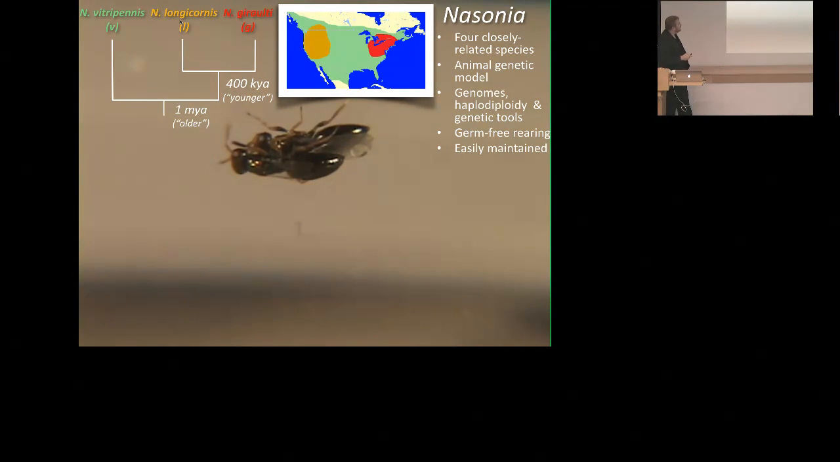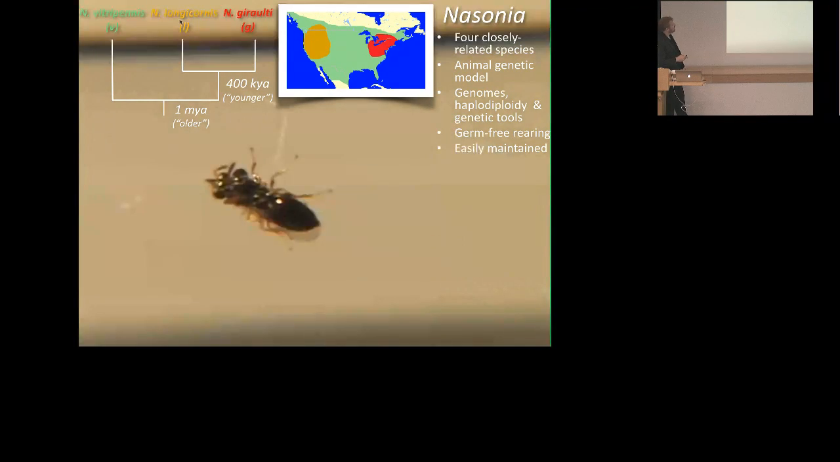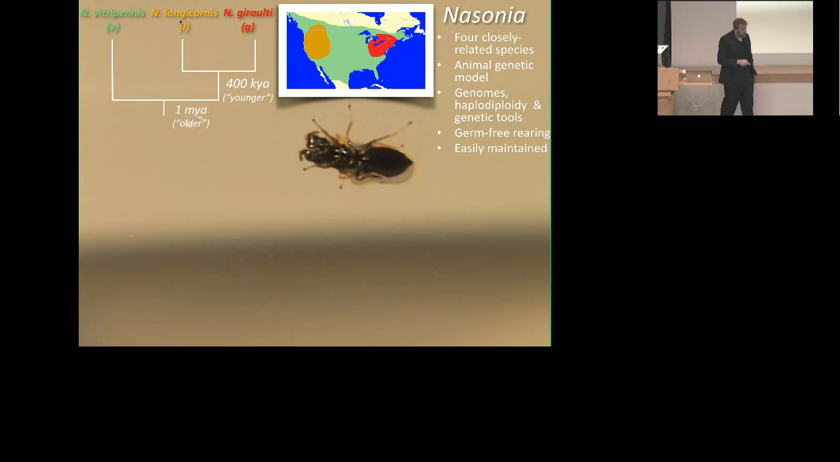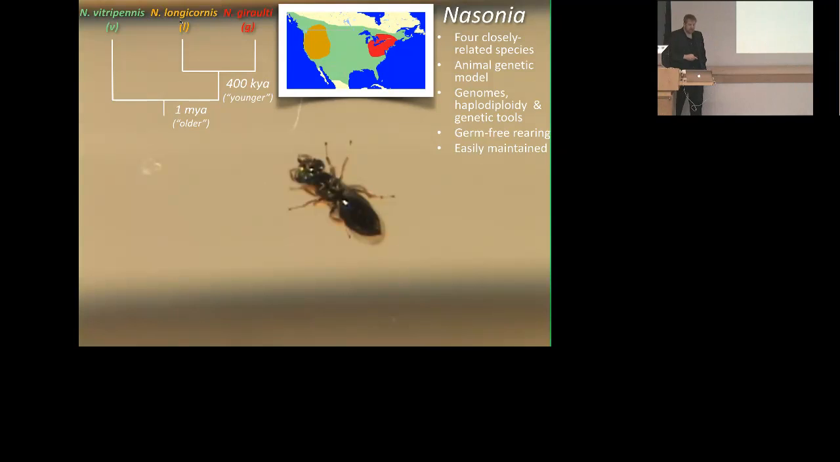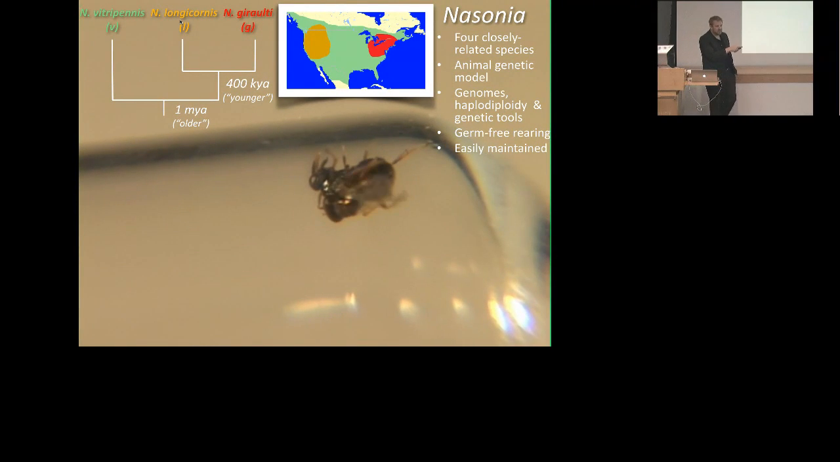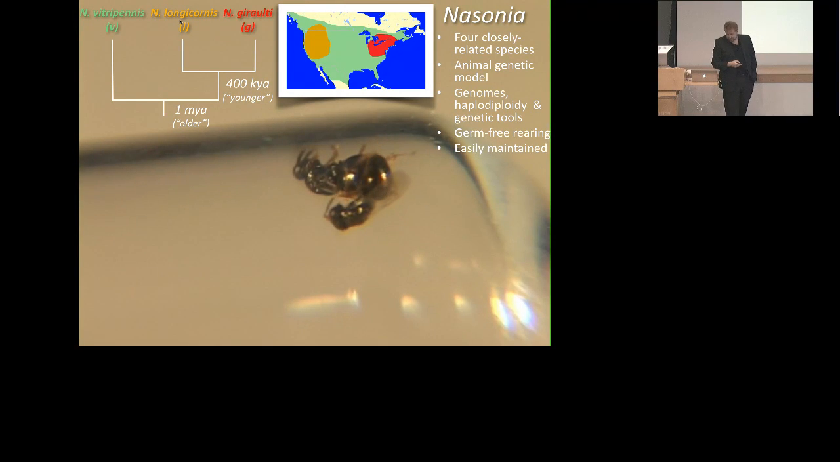Now you'll note on the map here that vitripennis in green is distributed throughout North America. Longicornis is typically in the west, and giraldi is typically in the east, and they live sympatrically within the broader range of Nasonia vitripennis. These are some features that we have that will become more obvious as to why we use them in the Nasonia system. So here is copulation of the male backing up to inseminate the female. It takes about a few seconds. The male will then get back off and say goodbye to the female in a courtship display, and fertilization will be complete.